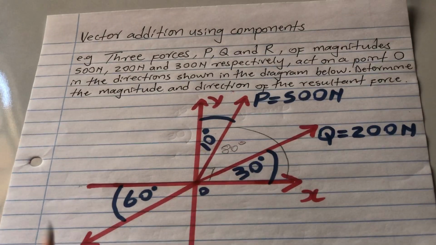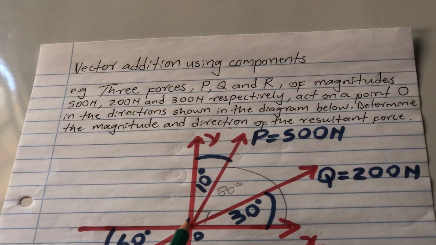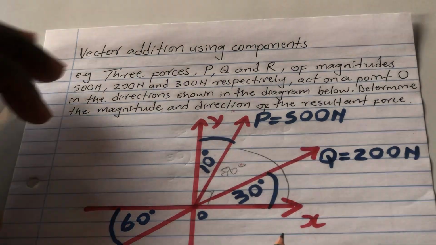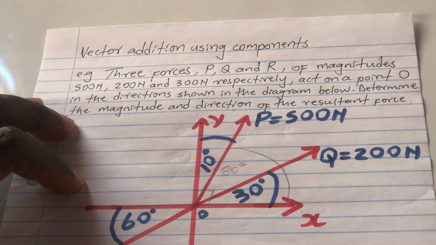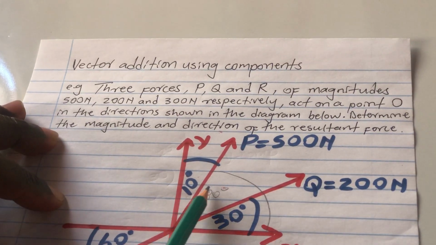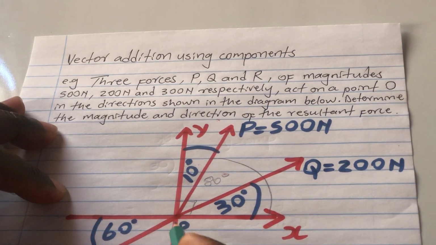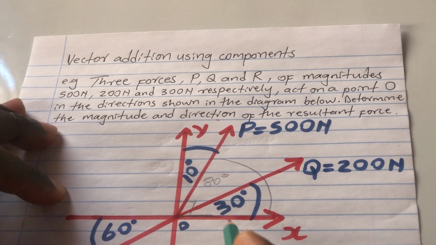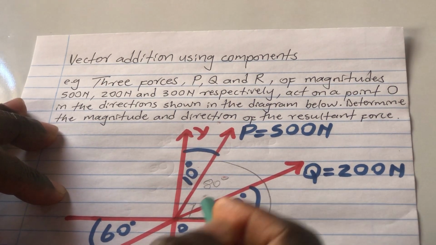So how do we get the x component of vector P? Here is P. Let me construct a right-angled triangle using P as the resultant. This will be my x component going up.